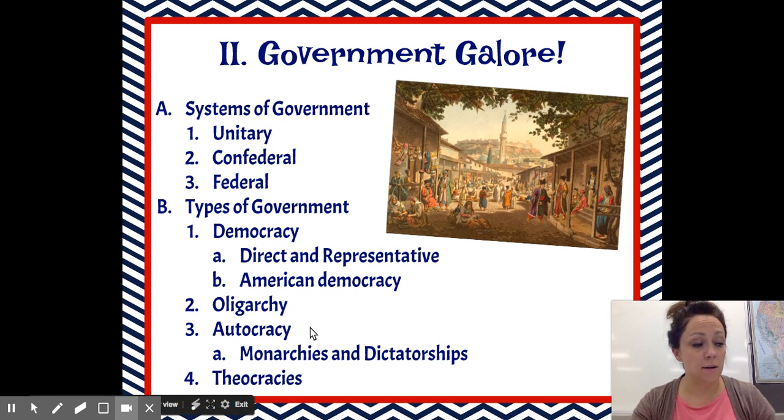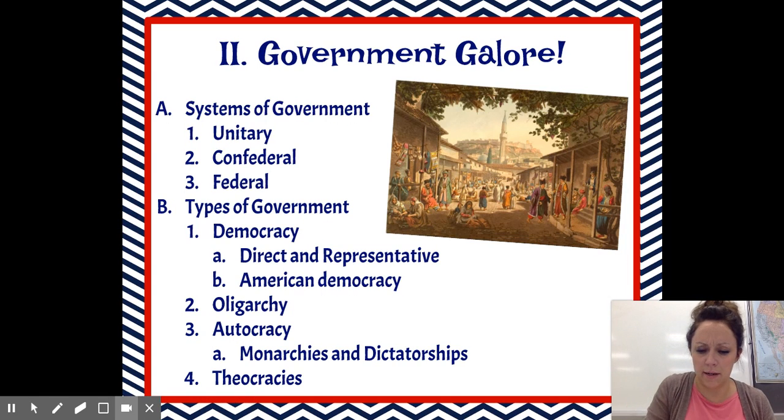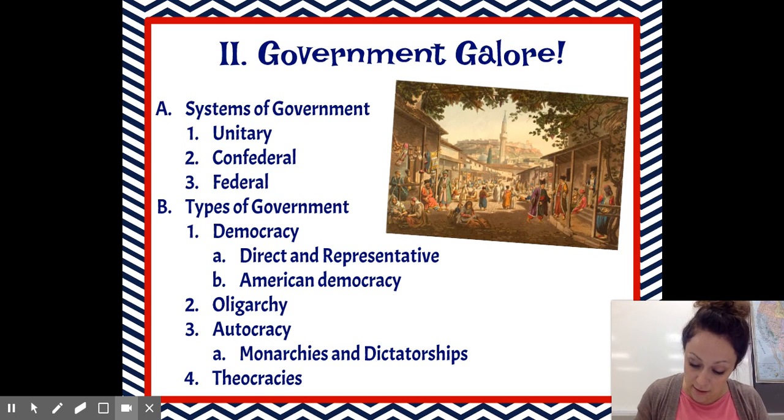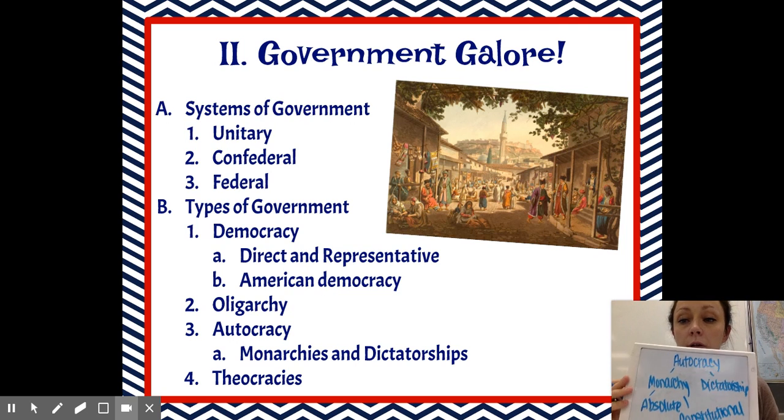And an autocracy, here's where you're going to want to make another chart, or some sort of graphic organizer. In an autocracy, we have monarchies and dictatorships. And then we also have two different types of monarchies, okay? We have an absolute monarchy, and then we also have a constitutional monarchy. And I probably should have used a bigger piece of whiteboard, okay? So it should look something like this.